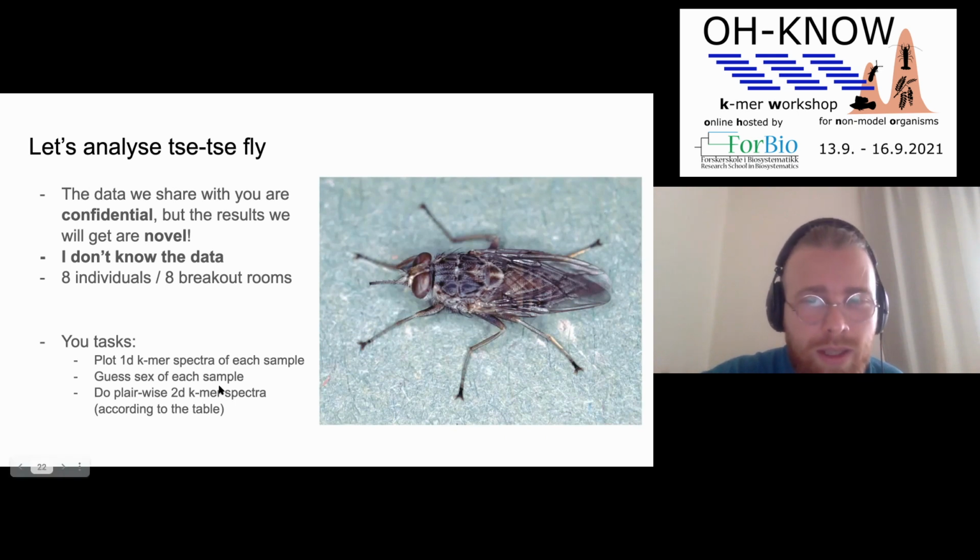I would also like to say that I really don't know the data. I haven't analyzed it at all. It's really on us in these next 2 hours. We have 8 individual sequenced samples, so let's divide into 8 individual breakout rooms and analyze them, and let's hope we get everything done quite soon. Divide and conquer. Can I see some thumbs up? That sounds good.